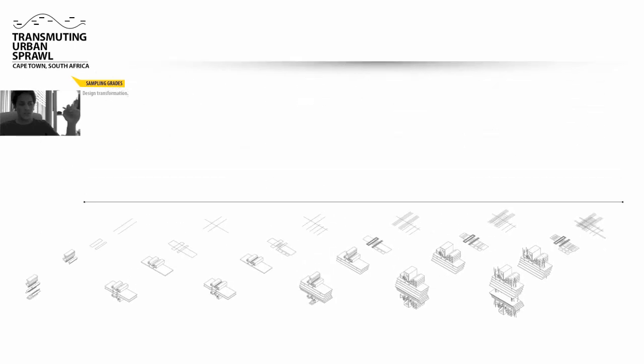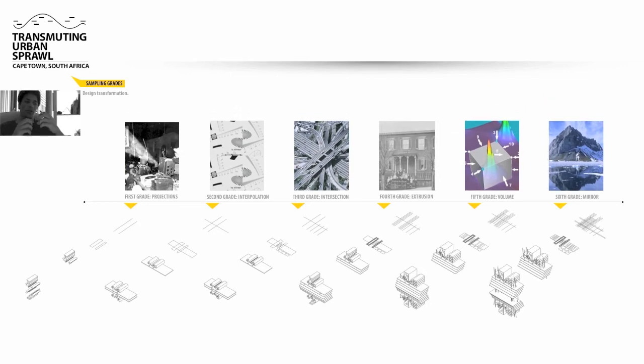Now, these are the same interpretations in three-dimensional form, with an addition of different samplers, each one relative to its own method of volumetric composition. The first one, projections, followed by interpolation, intersection, extrusion, volume, and mirroring.